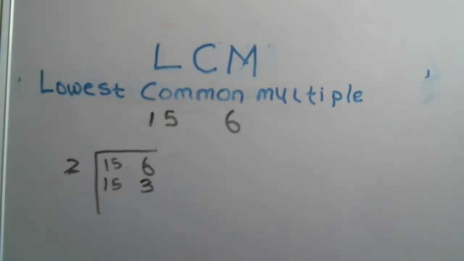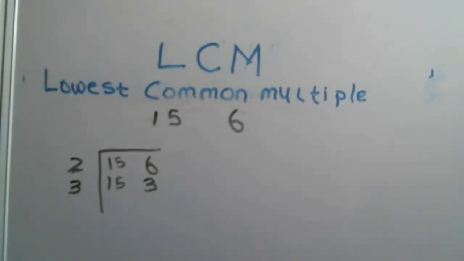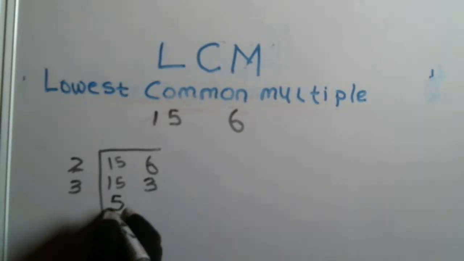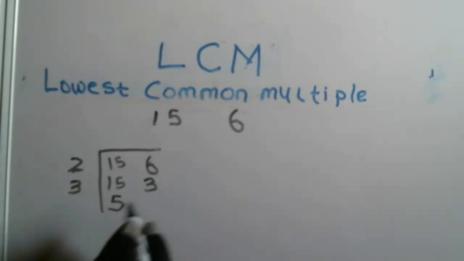So the next number we need to use is not 2 anymore, because 2 cannot go into these two numbers without a remainder. So the next number should be what? Let me leave you to guess. 3. So we use 3. 3 into 15, yes, it is possible. 15 divided by 3 should give us 5. 3 divided by 3 should give us 1.